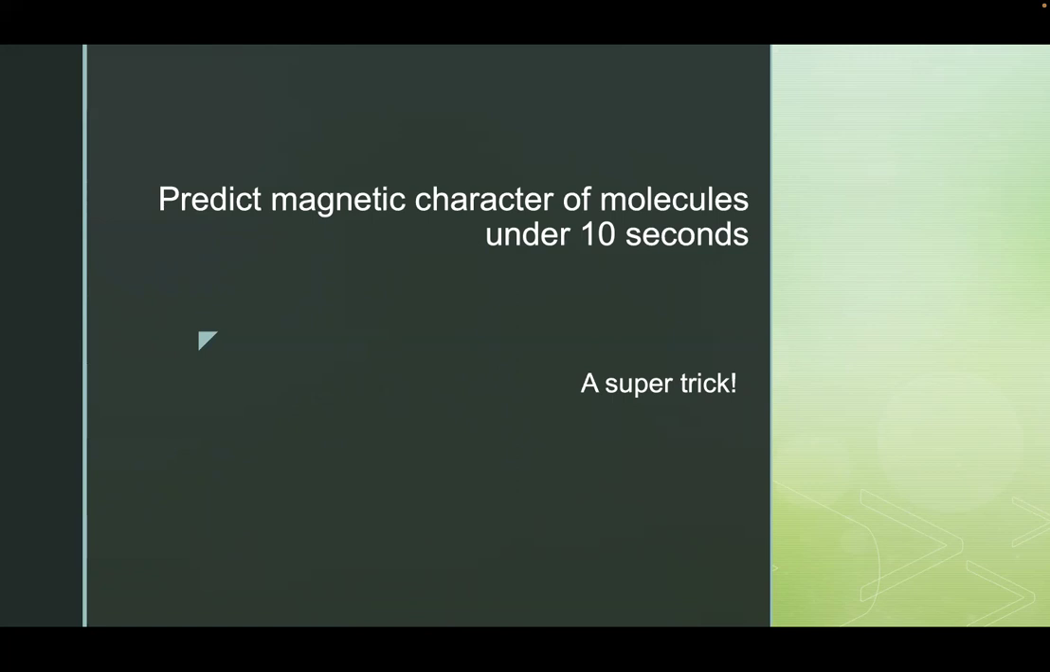So as you know, we have done so many shortcut videos in chemistry, and today we are here with one such example where we'll predict the magnetic nature of any molecules under 10 seconds. So we will predict whether they are paramagnetic or diamagnetic using a simple trick under 10 seconds.